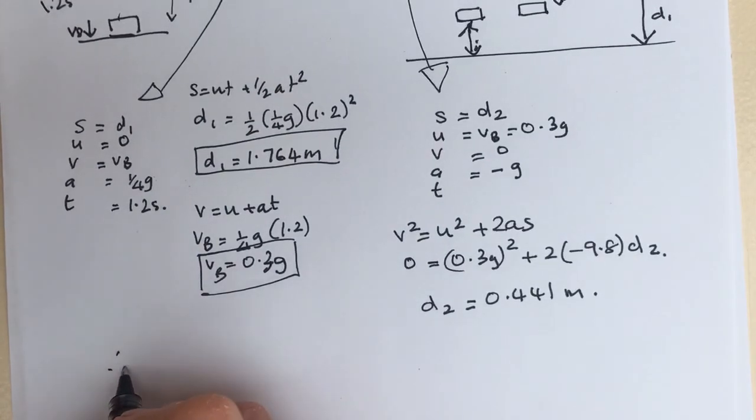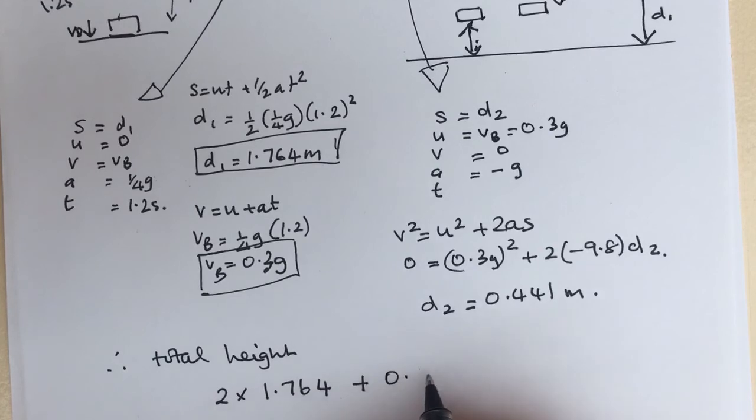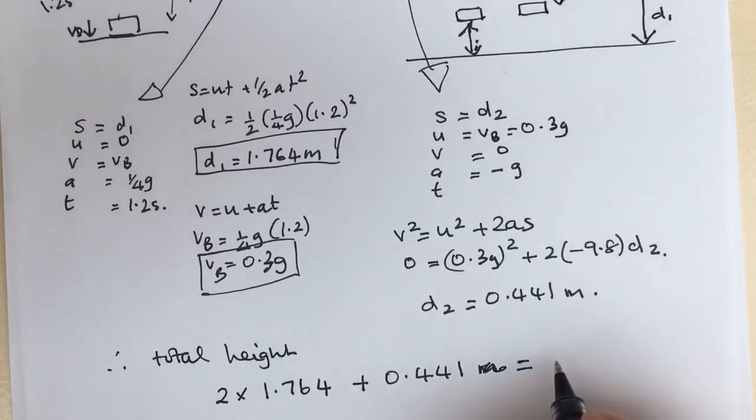So therefore, the total height that's achieved by particle B will be 2 lots of D1 plus my 0.441 metres. So 2 times 1.764 plus 0.441, which is equal to 3.97 metres, and that's to 3 significant figures.